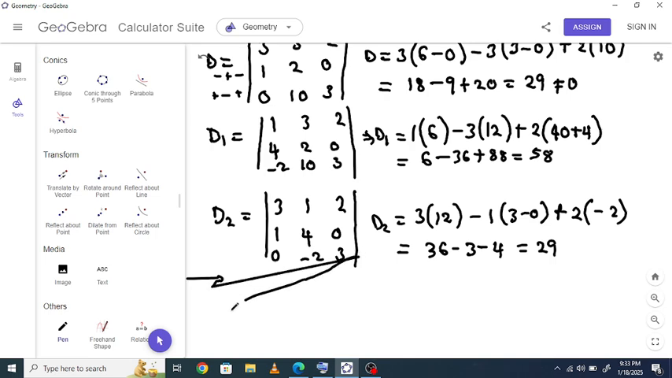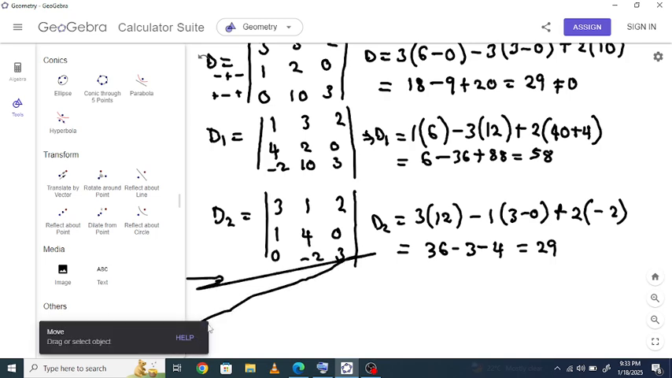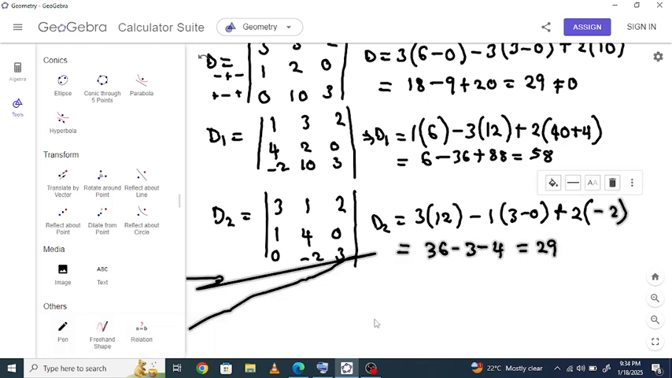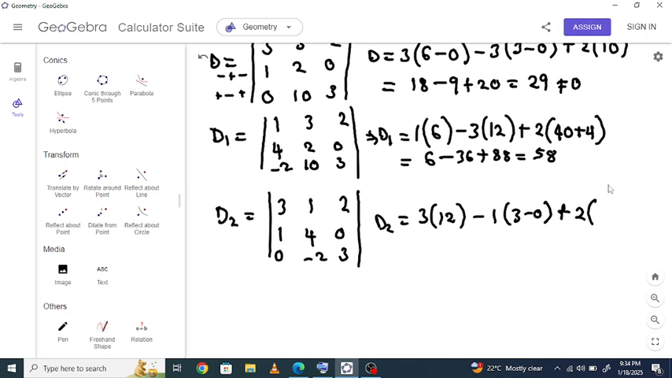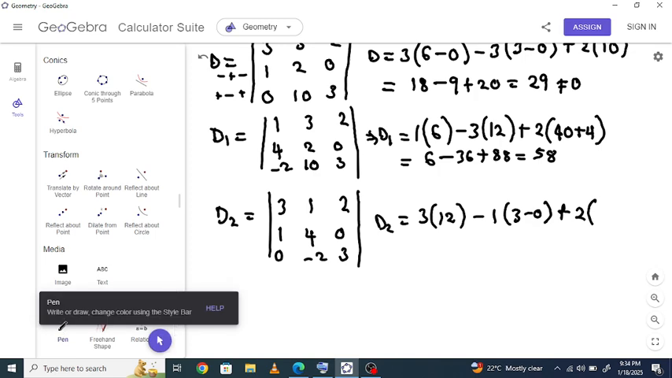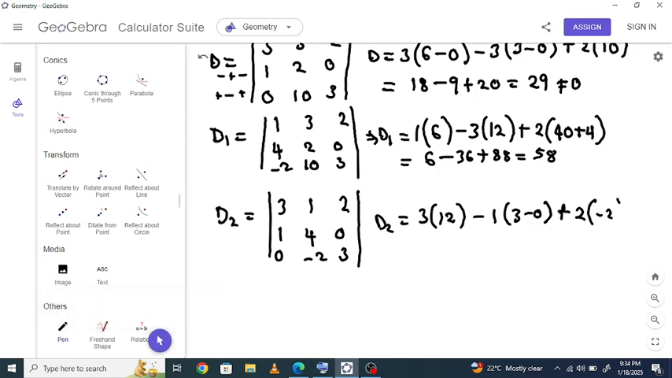And lastly, we're going to have a D3. Sorry about that. Let's just take it again. Negative 2 here. Which means we are going to have 36 minus 3 minus 4, and our value is 29.